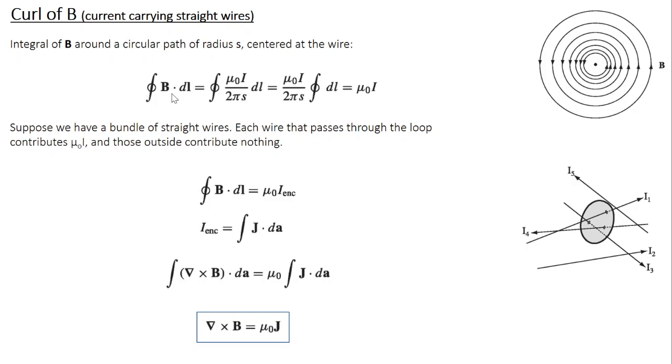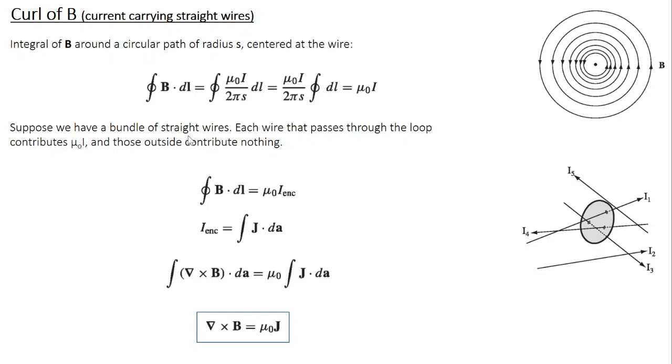So closed line integral B dot dl. B is nothing but mu naught I by 2 pi s. For a given s, this is a constant. I can take it outside the integral. This is mu naught I divided by 2 pi s times the line integral of dl. Now what is the line integral along this closed loop? This is nothing but the perimeter of this loop, right? So for a radius of s, perimeter is 2 pi s. So 2 pi s cancel, you have mu naught I. So for this closed loop, the line integral of magnetic field is nothing but mu naught I.